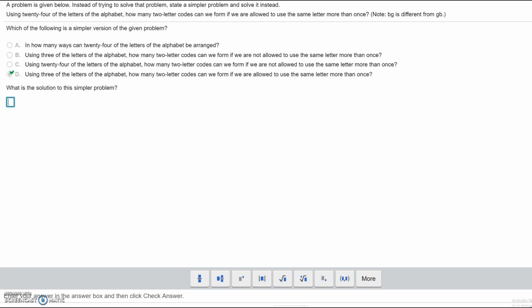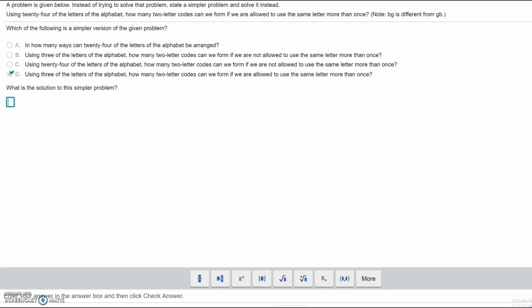Using 24 of the letters of the alphabet, how many 2-letter codes can we form if we are not allowed to use the same letter more than once? Again, we can't use the same letter. So then that leaves us with D. Using 3 of the letters of the alphabet, how many 2-letter codes can we form if we are allowed to use the same letter more than once?